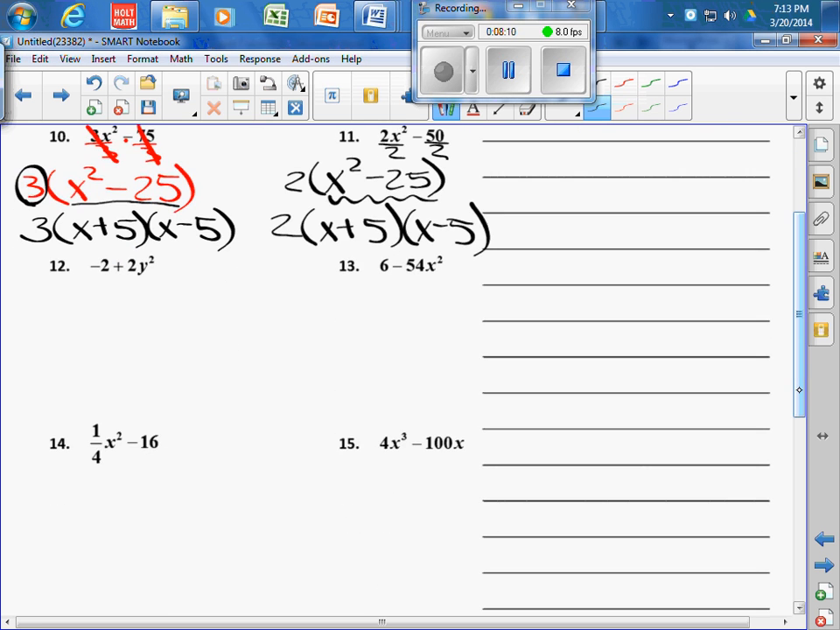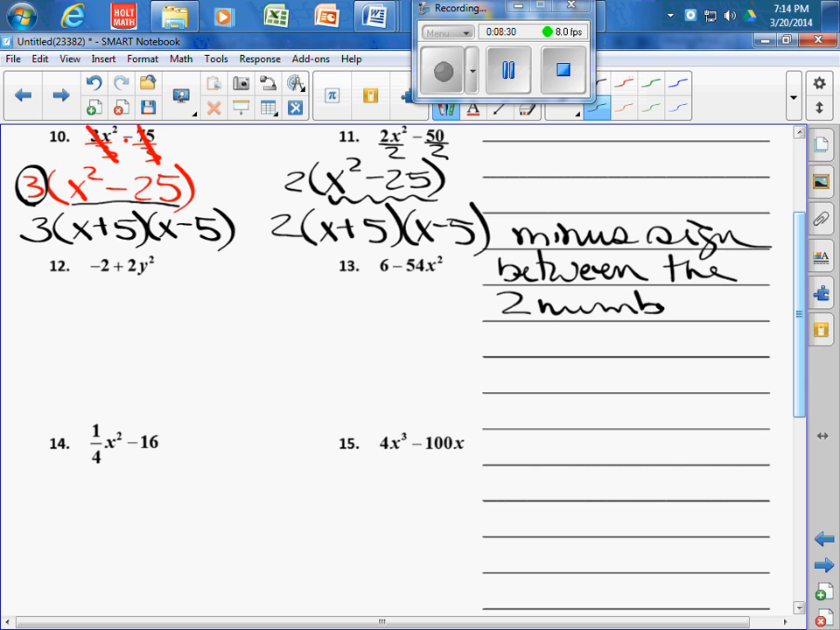Always look for a GCF first. And always, when you have these two terms, make sure the minus sign is between the two numbers. We need to rewrite number 12. How are we going to rewrite it? Well, I want the minus sign in between, so we're going to write this 2y squared minus 2.